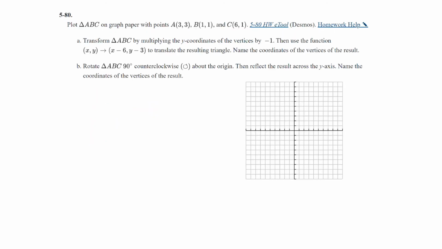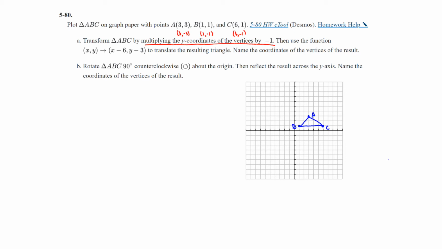Question 80. Plot triangle ABC on your graph paper using those points, and then we're going to transform by multiplying the y-coordinates of the vertices by negative 1. Let's go ahead and plot the points first. All right, so I went ahead and graphed it. Now we're going to multiply the y-coordinates of the vertices by negative 1. How are these going to change? Everything just changes to the opposite. Instead of 3, 3, now it's 3, negative 3. 1, 1 becomes 1, negative 1. And 6, 1 becomes 6, negative 1.